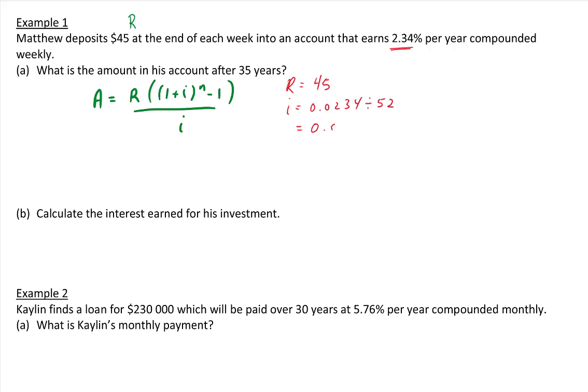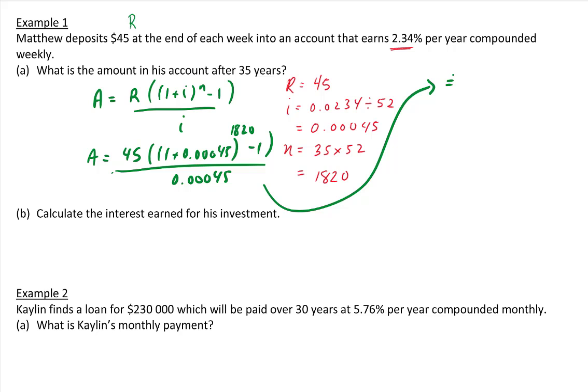And that gives me 0.00045 as my weekly interest rate. And finally, N, the number of compounding periods, is 35 times 52. 35 years, 52 weeks each year, which means we have 1,820 weeks in 35 years. So next, let's sub in our variables. Which gives us $126,781.27.